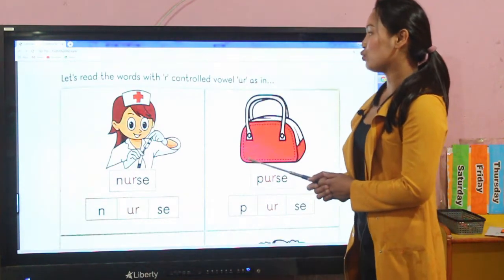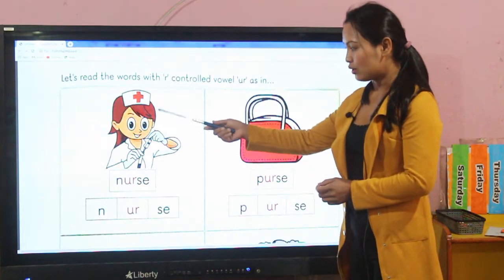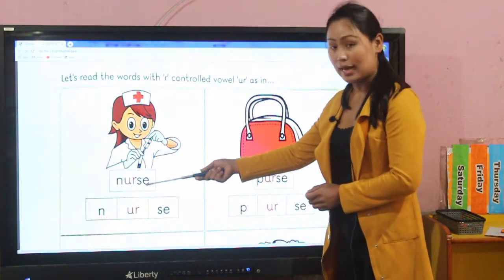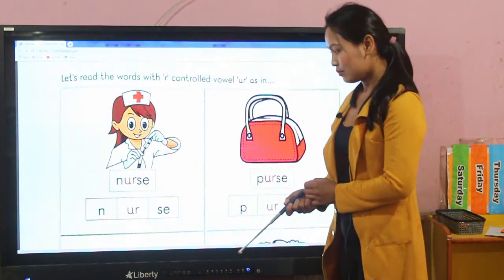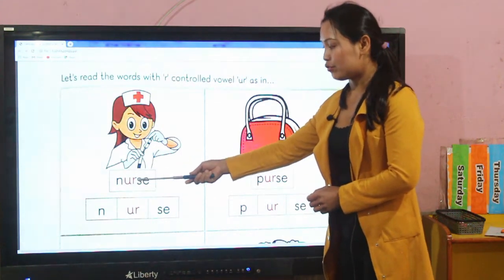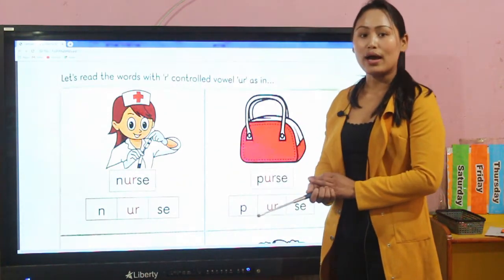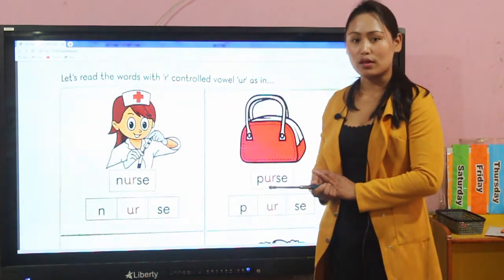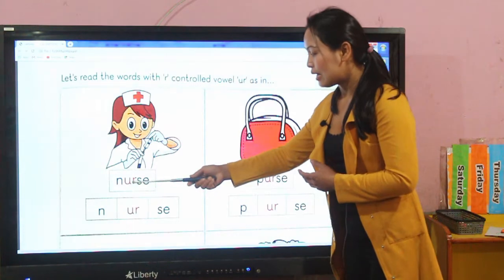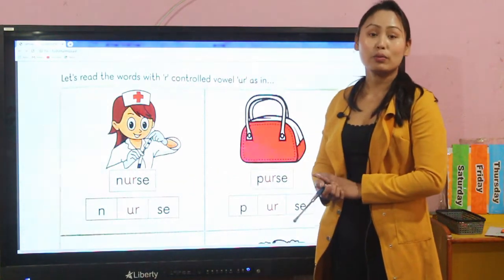Let's read the words with R controlled vowel UR, and here it is. It's a picture of a nurse. And what is the spelling of nurse? N-U-R-S-E, nurse. Now, the UR you can all see is highlighted in red color. What is the sound of UR? Pronounce the UR sound first, then the rest. UR is separated, and then S-E. Pronounce with me, all of you.